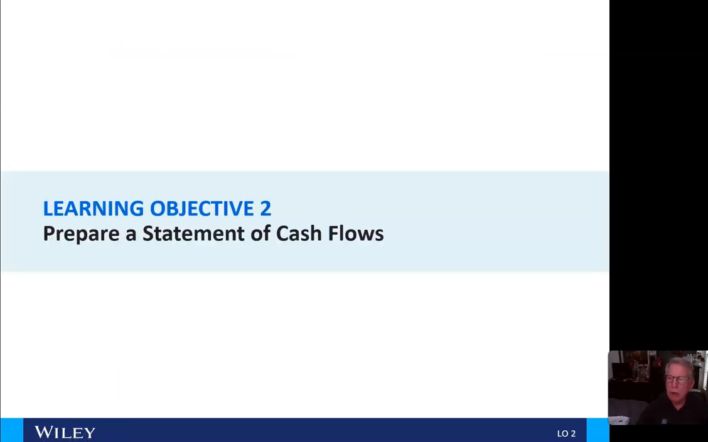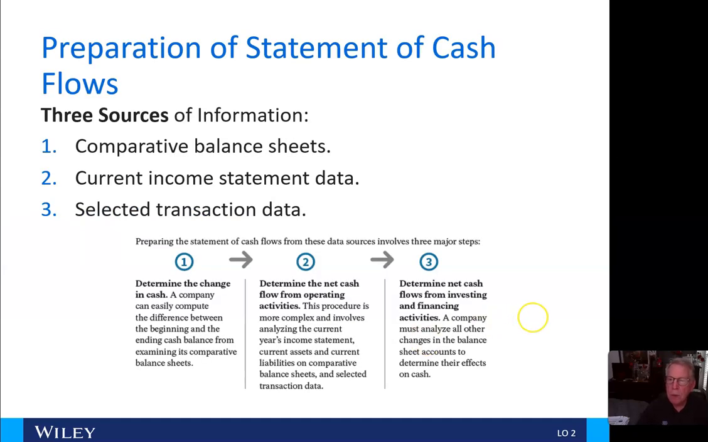Okay, let's look at preparing a statement of cash flows. Here, we need 3 sources of information to do that. 1, comparative balance sheets. 2, current income statement data. 3, selected transaction data. So 1 here, we determine the change in cash. A company can easily compute the difference between beginning and ending cash balance from examining its comparative balance sheets.